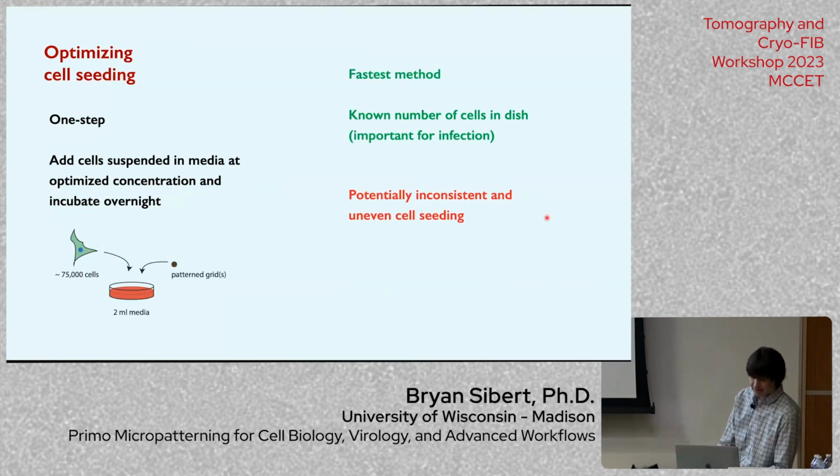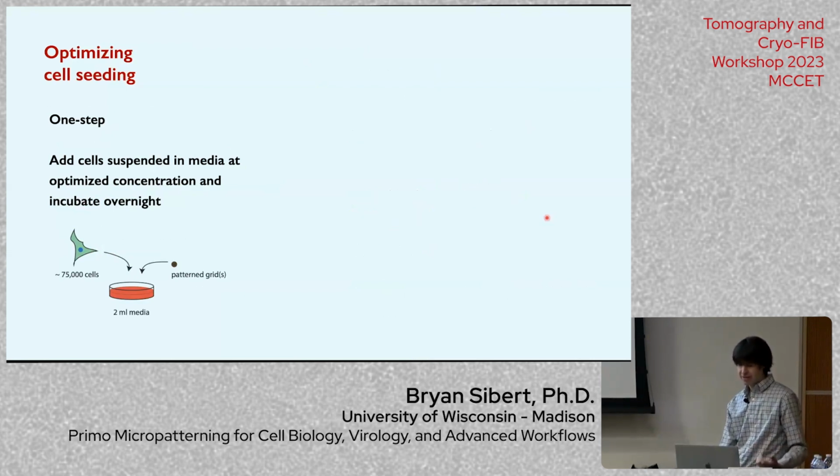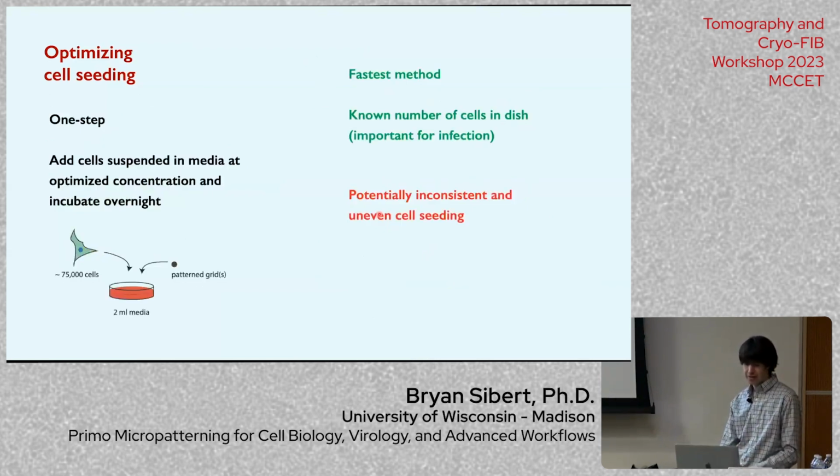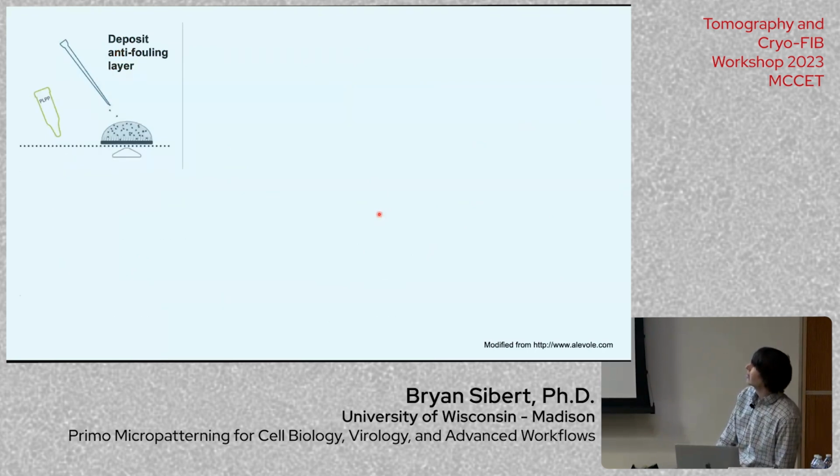The other benefit here, as I'll mention later when I show some of Joe's work, is that if your cells are very fragile or sensitive, they may not be able to sit around for the 2 to 3 hours that this could take, and you may not want to keep pipetting them. So then you'll also go with this one-step method.